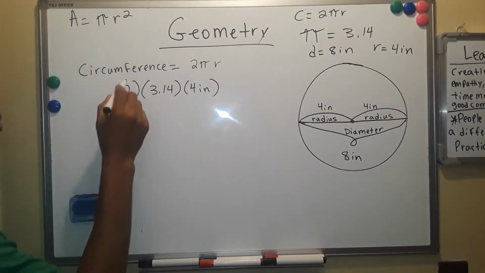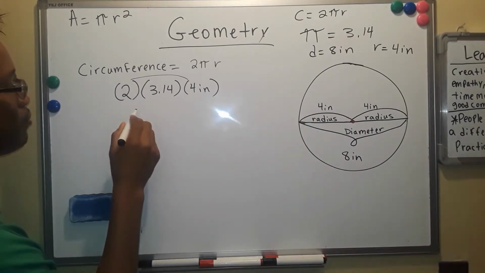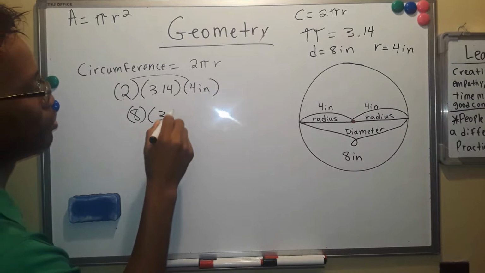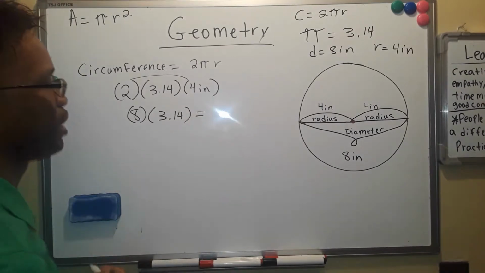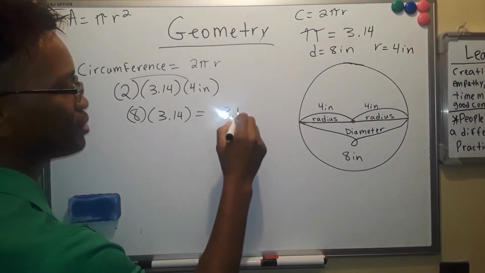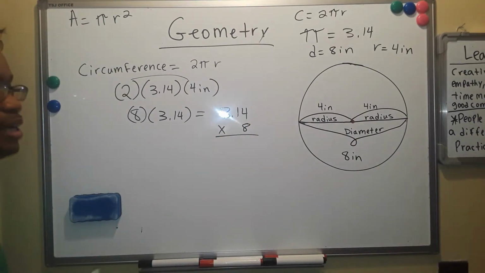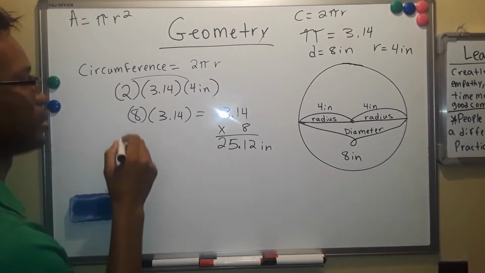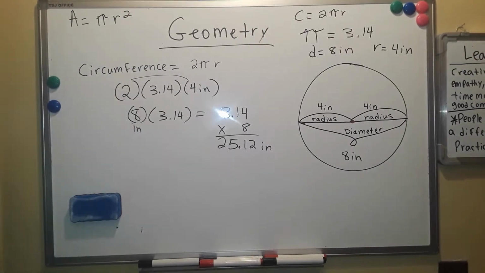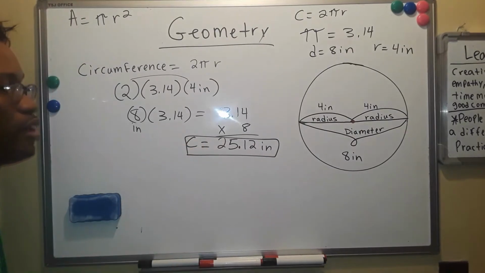Let's solve it. I do the like numbers first. So 2 times 4 is 8. So we have 8 times 3.14. Next, when I multiply these two numbers, I like to put them vertically. And when you multiply them, I do it in a faster way. It'll be 25.12 inches. Don't forget the units. It's very important to remember to put the units. So our circumference is 25.12 inches.